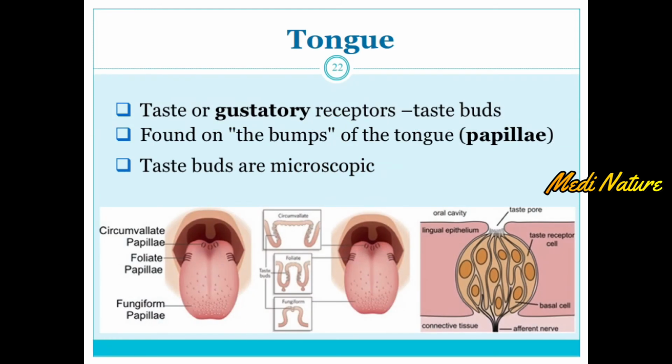The tongue contains taste receptors or gustatory receptors. They are also called taste buds. Taste buds are found on the bumps of the tongue. These bumps are called papillae of the tongue. Taste buds are microscopic, so you can see them in the image below.